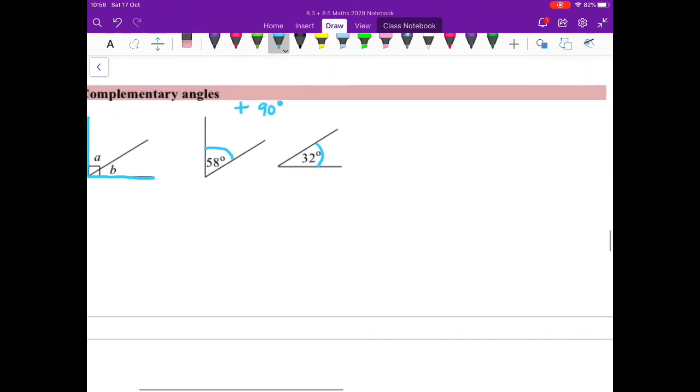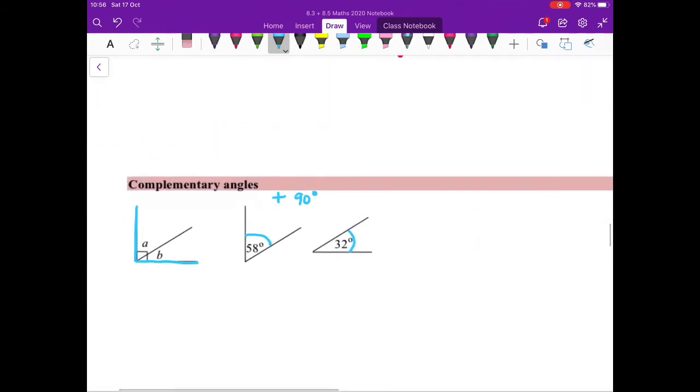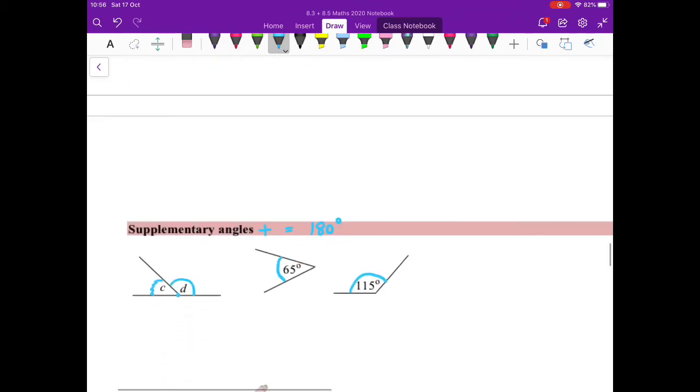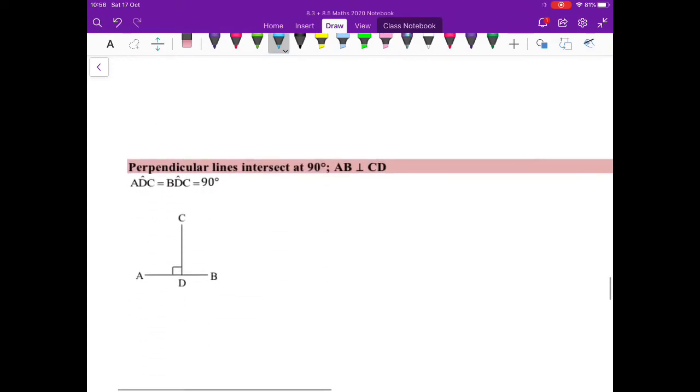Now, how do we remember the difference? Well, one way to remember it is people are very seldom complementary. So complementary is little. Supplementary, I always think of a ballerina doing the splits. So the ballerina has to be very supple in order to do the split. So supplementary, and the angles will add up to 180 degrees.